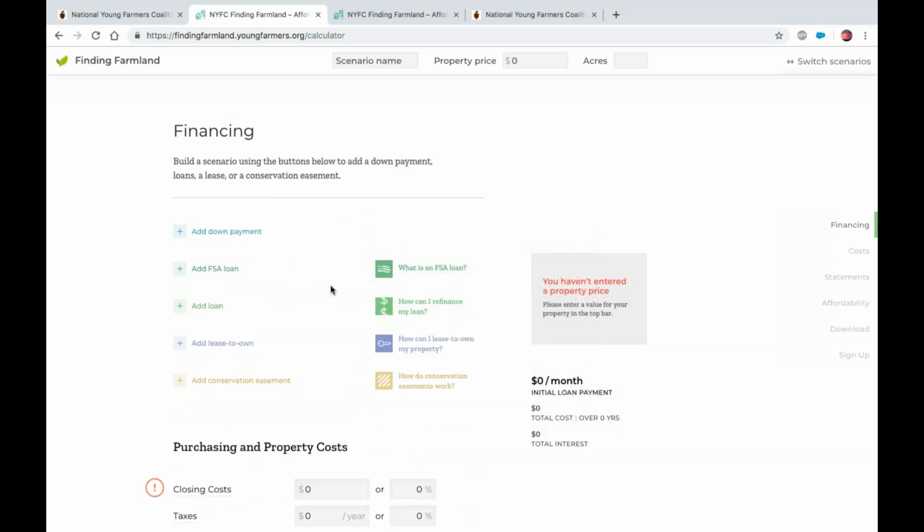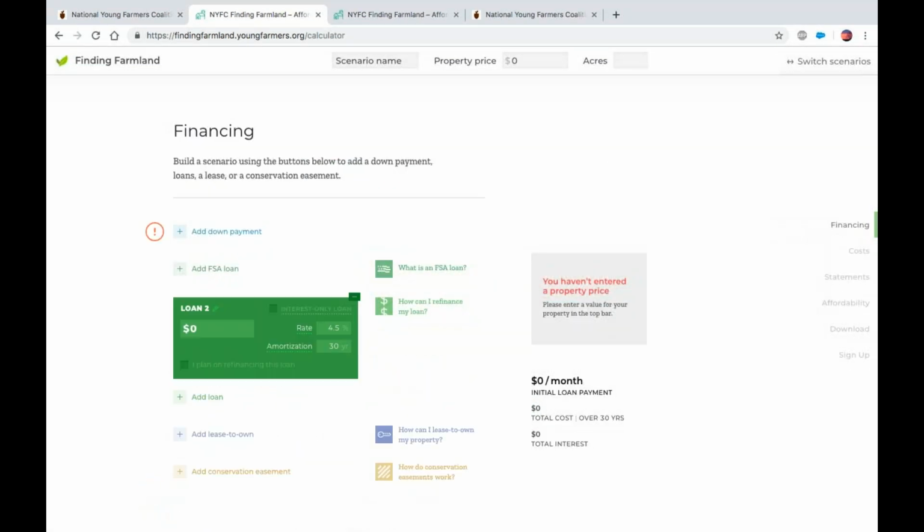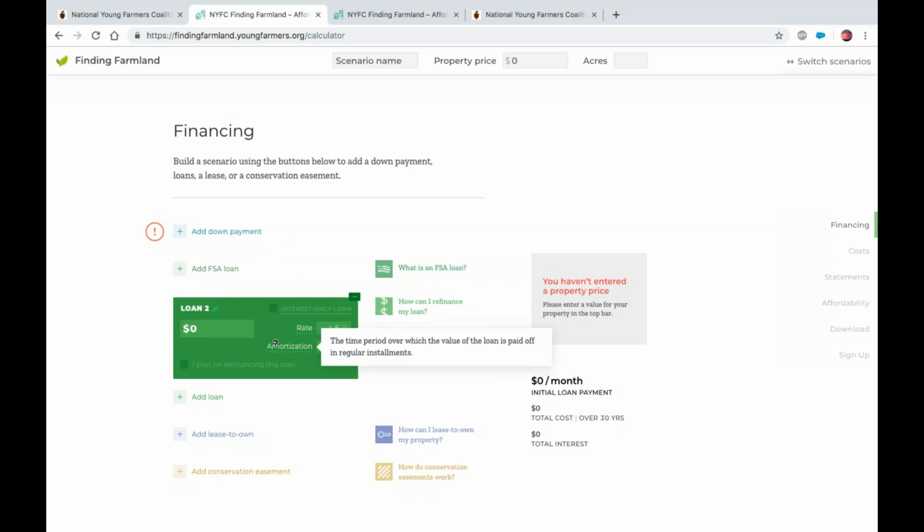And you'll see the calculator throughout has some different educational features. So for instance, if you didn't know what an FSA loan is or what the FSA is, you can pop that open, learn a little bit about it, read our guidebook that we wrote about it, go right to the FSA website. If you click this loan box and you're really new to the process, you didn't realize that when you get a loan for land, usually there's a down payment associated with it. The calculator gives you a little warning that could kind of explain what you're doing wrong. Also, there's definitions throughout. So if you don't know what amortization means, you hover over and you learn that it's just the time period over which your loan is paid off.